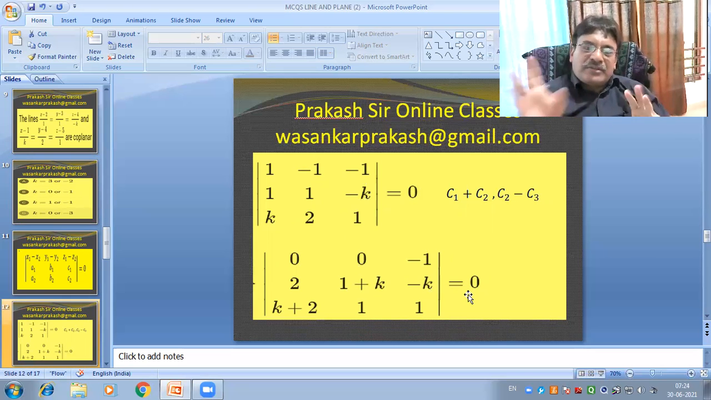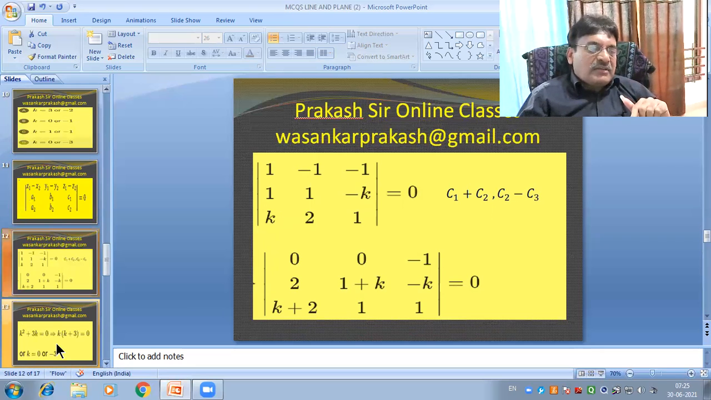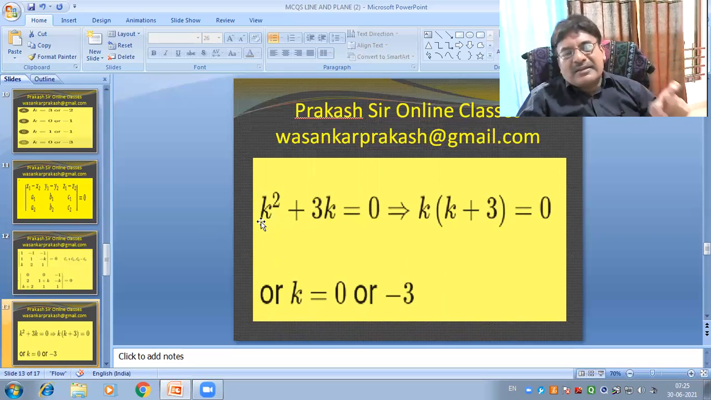Here 0 into determinant 0 plus minus 0 into determinant 0 minus 1 into 2 into 1, that is 2 minus 1 here in bracket 2 into 1 2 minus in one bracket 1 plus k into k plus k, which is equal to 0. By solving this, we get one quadratic equation, and that quadratic equation is k square plus 3k equals to 0. From this, take k common, so k in bracket k plus 3, which is equal to 0.